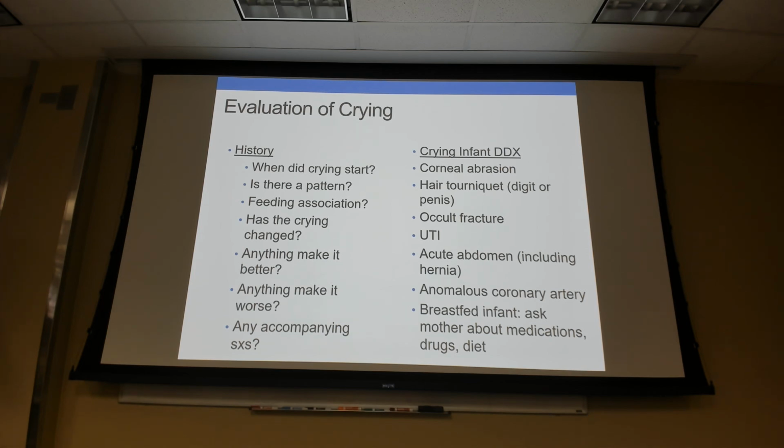You can have hair tourniquets as well. So you can see that, typically toes, fingers, penis. So checking the diaper region to see has a hair gotten caught and twisted around. Certainly any kind of fracture. We have a whole child abuse lecture, so we'll talk about that. We already talked about the coronary artery. Is there something going on with an acute abdomen? Do they have an incarcerated umbilical hernia, inguinal hernia, something going on there? Any kind of mom medications. And then the one that I want to hit is UTI.